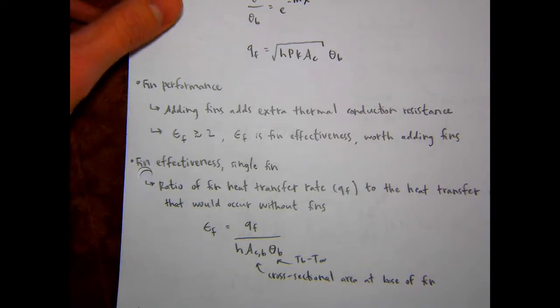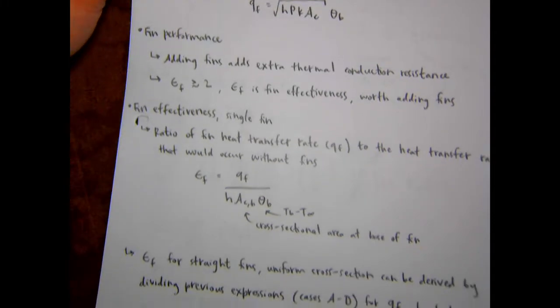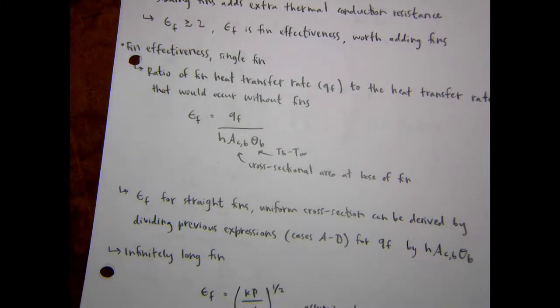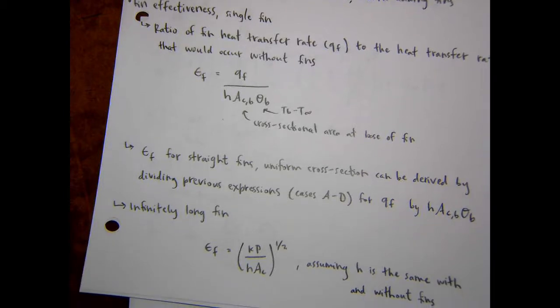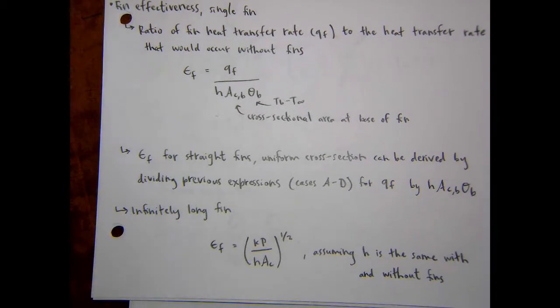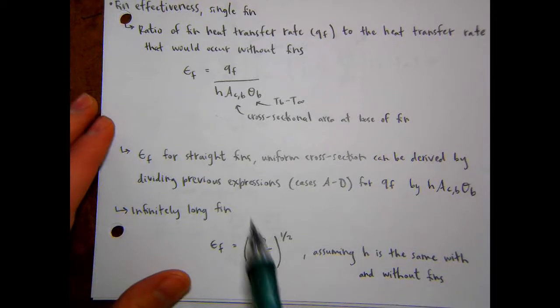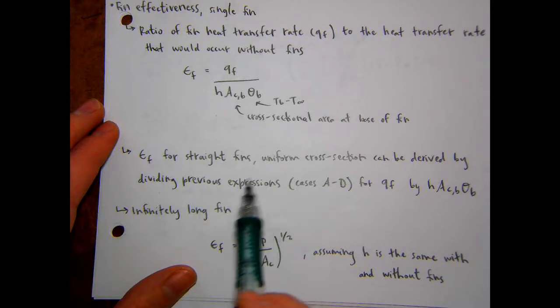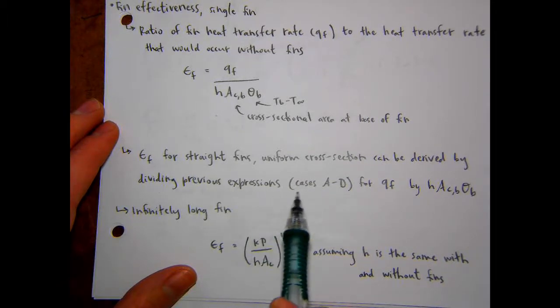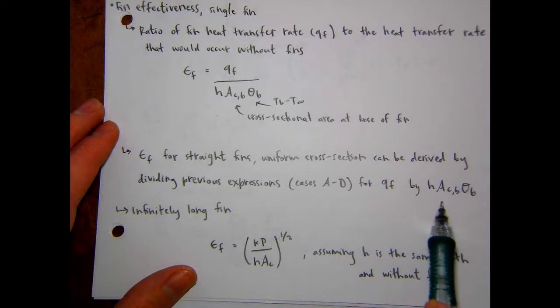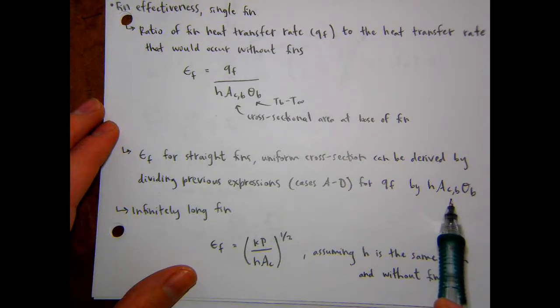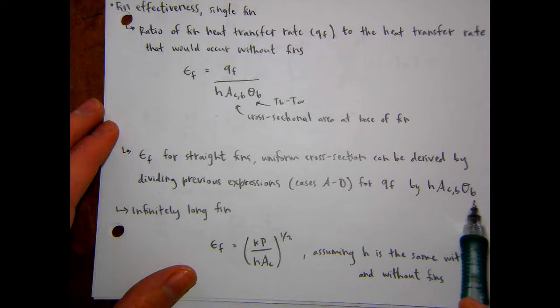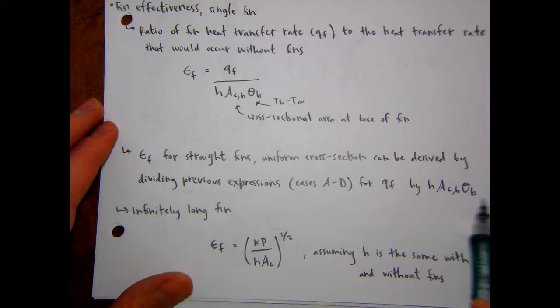So Friday we derived all of those cases for the temperature distribution for all the different boundary conditions, and we said that we could find the effectiveness for each of those different fins by dividing the previous expressions that we came up with for the heat transfer rate for those different boundary conditions by this quantity hA_c,b θ_b. So just the heat transfer rate that would be occurring without the fins.